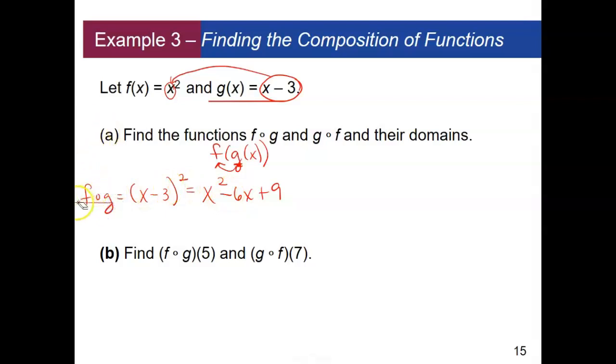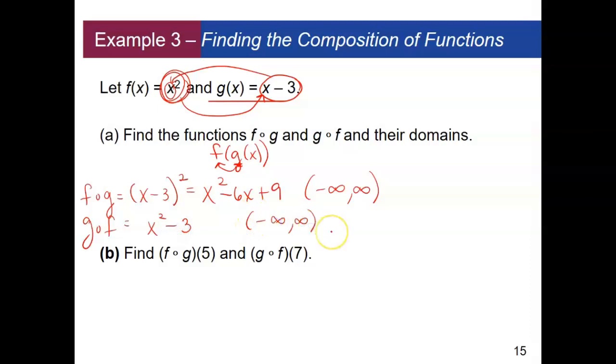And as far as the domain on this particular problem, we didn't have any original domain restrictions, and we don't really have any restrictions here because we don't have a denominator, we don't have a radical. So our domain on this would be negative infinity to positive infinity. If I look at g of f, this is taking the f function and putting it into g. So if I take this whole thing here, put it in here where the x is, I'm going to have x squared minus 3. Again, I don't really have any domain restrictions to worry with, and so it's going to be negative infinity to positive infinity.